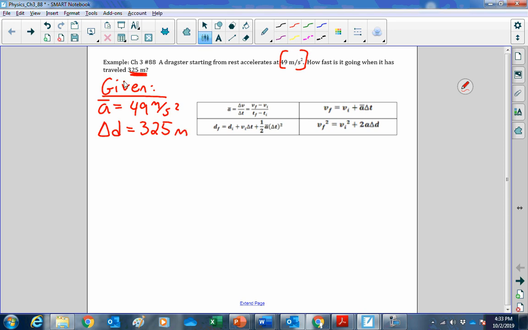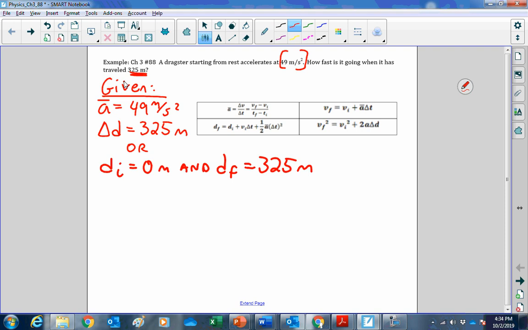You can also decide that, oops, sorry, that's supposed to be an I. Decide that where the car started is 0 and then where it ended up is 325 meters from there. That's fine.